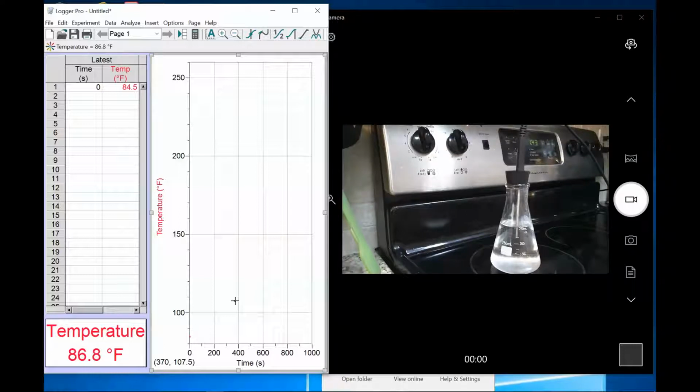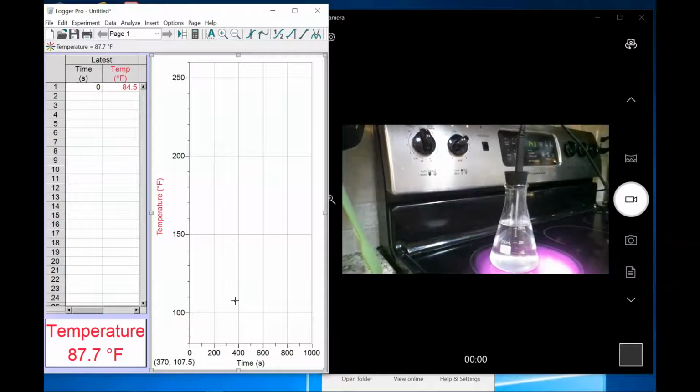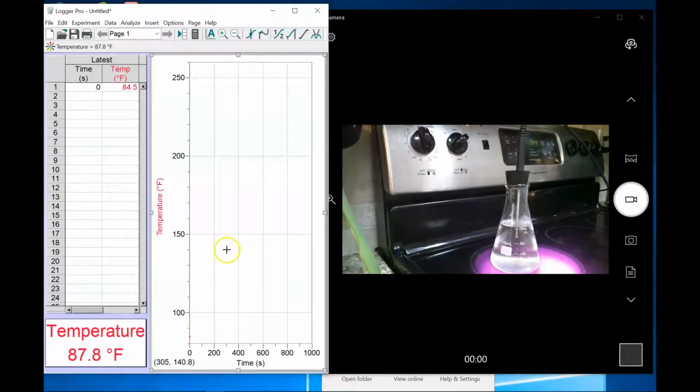What do you think should happen to the temperature of water? Right now it looks like my water is about 86. So when I put way more heat on from my stove, you can see it start to heat up. You can see I'm over there on my high setting. We want to see what's going to happen to the temperature.